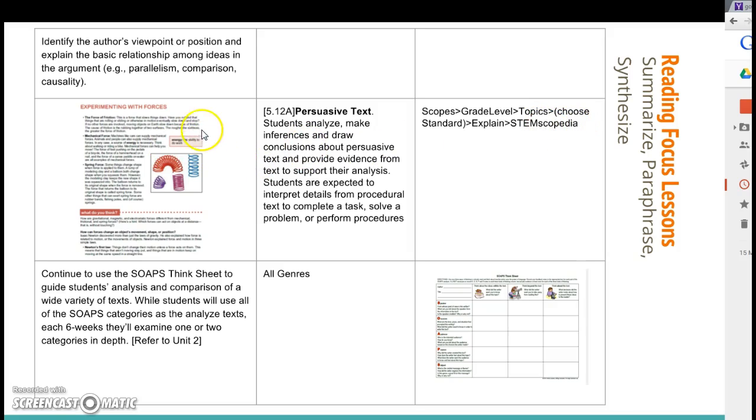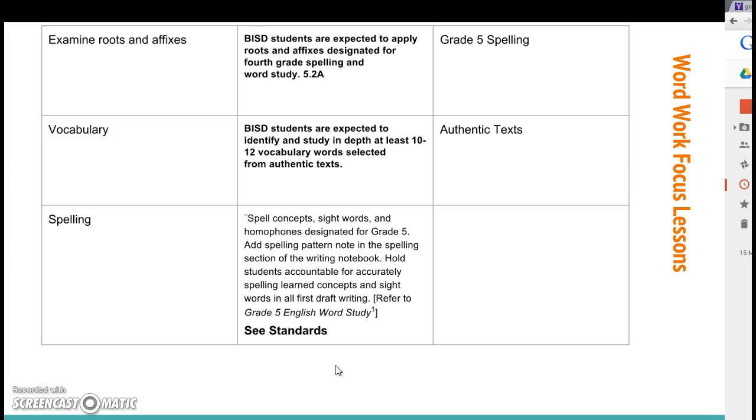And Brenda has helped me find a lesson that I'm going to be attaching to this particular standard that is in your 6 weeks, about experimenting with forces. It really ties in with the standard that we're working with. One of the things I want you to look at is the SOAPS Think Sheet, because this actually helps kids examine and analyze text. So this SOAPS Think Sheet will help you greatly.